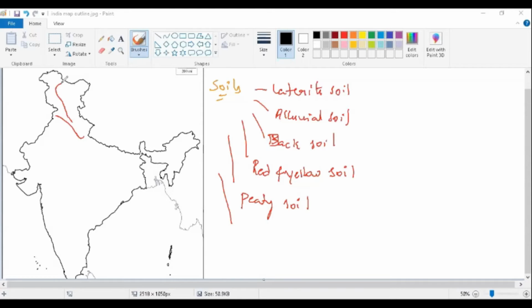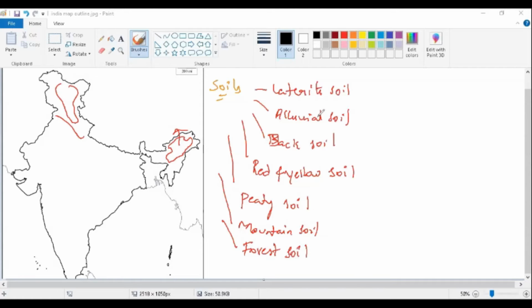In this region, Kashmir and this region, what type of soil is that? Mountain soil. And the soil in the northeast, the dense forest region, what type of soil is that? Forest soil.